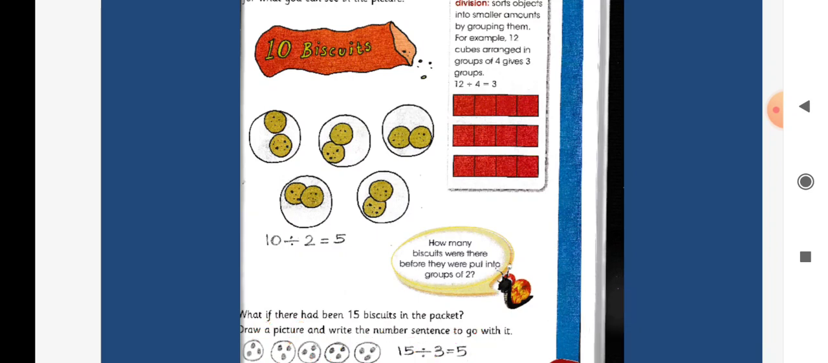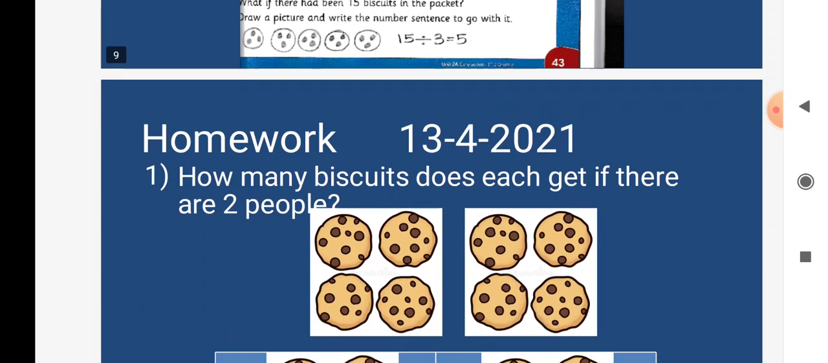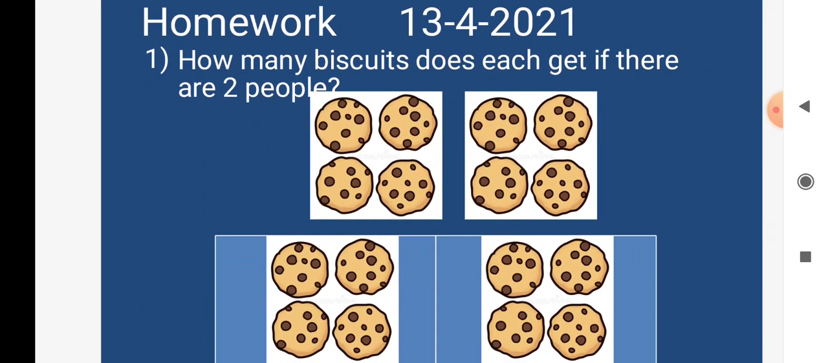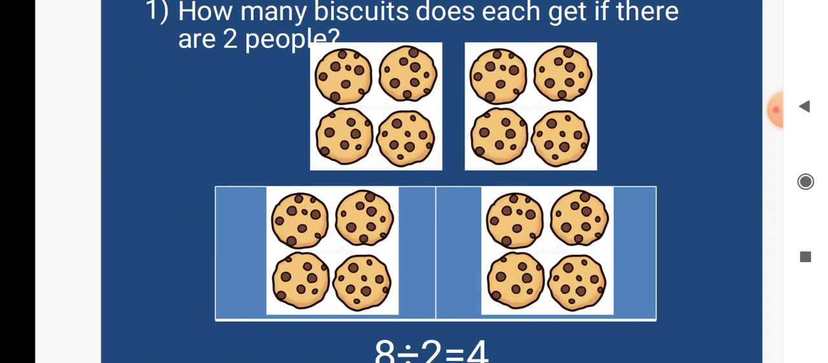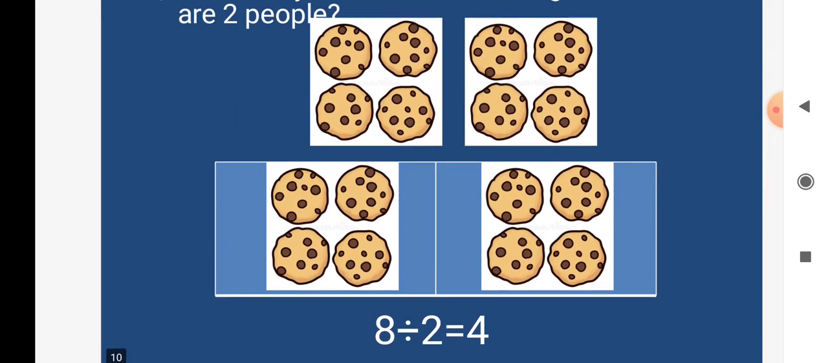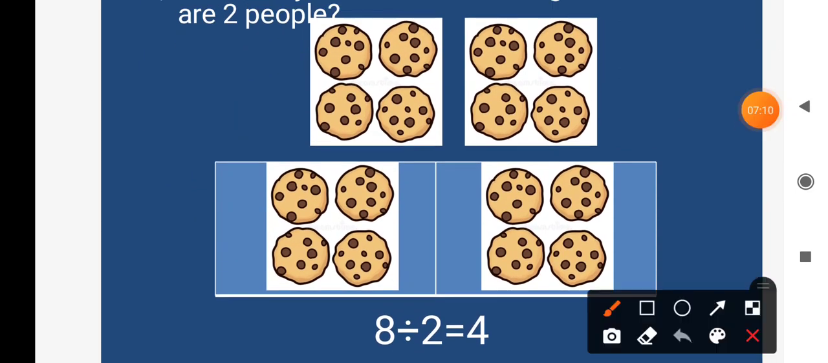Okay, very good. Now this is your homework. How many biscuits does each get if there are two people? How we will do? We are going to do this. Okay, there are 8. Altogether there are 8 biscuits and we are dividing it as 2. How many each will get? 4. Okay, they will get 4.